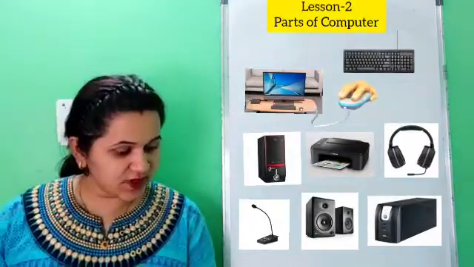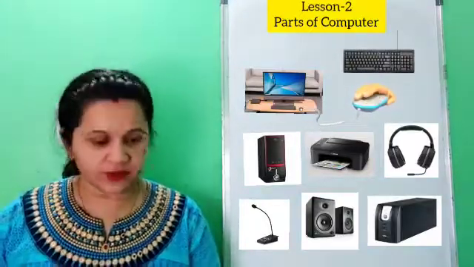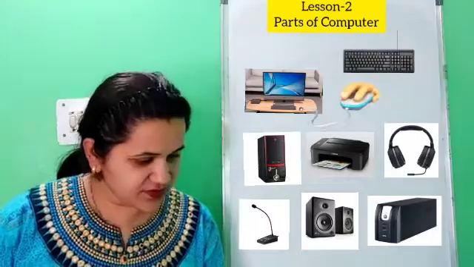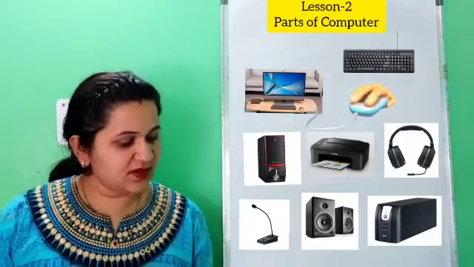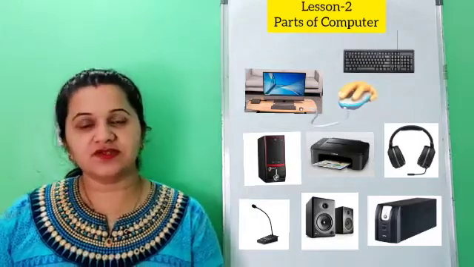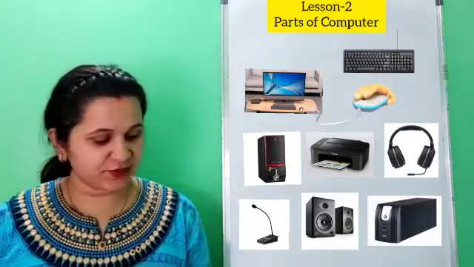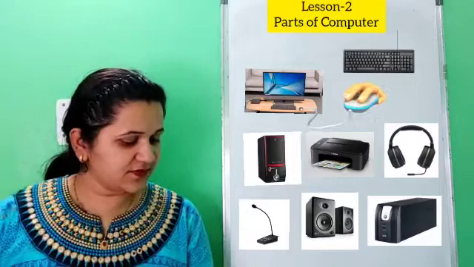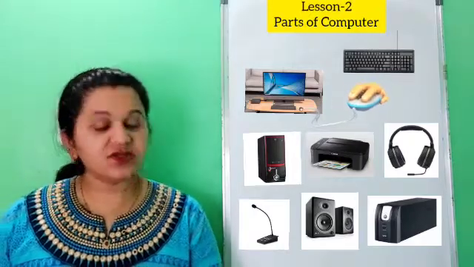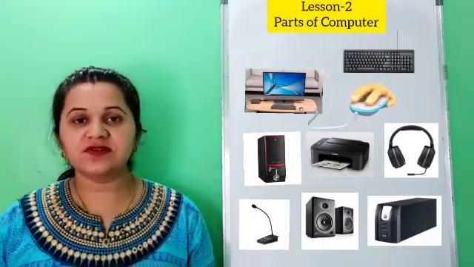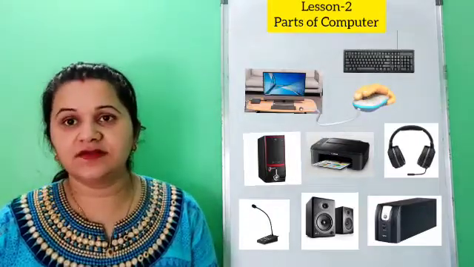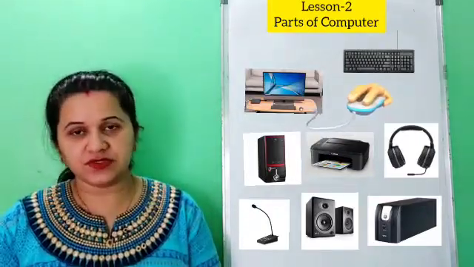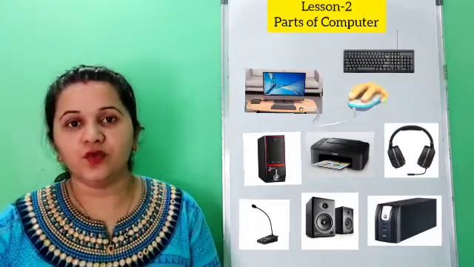Now, children, what you have to do is go through the chapter. You have to read the pages from 11 to 13. Here the parts of computers are written and their functions also. So just read thoroughly and learn the different parts of the computer and also how they work.